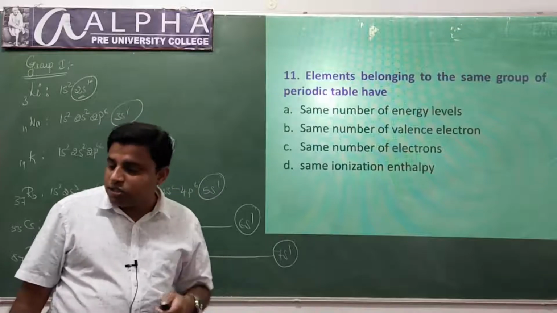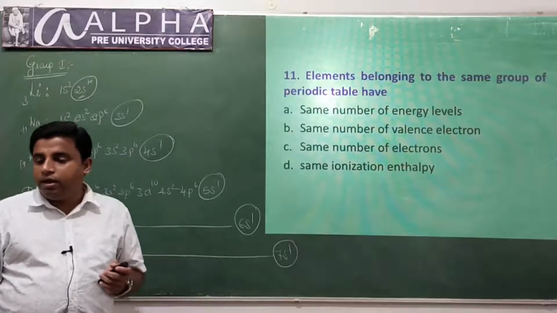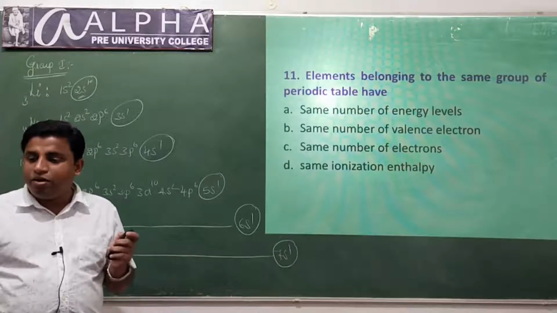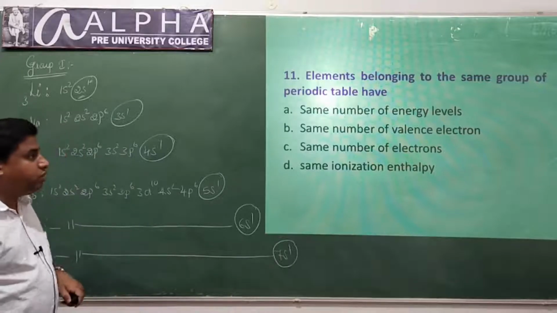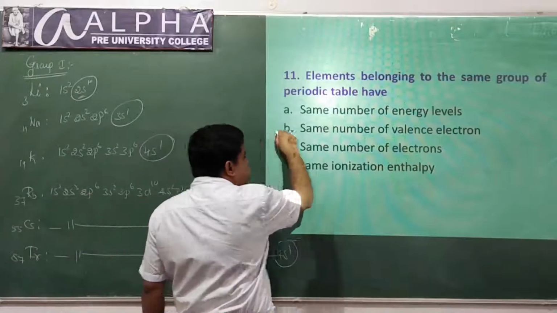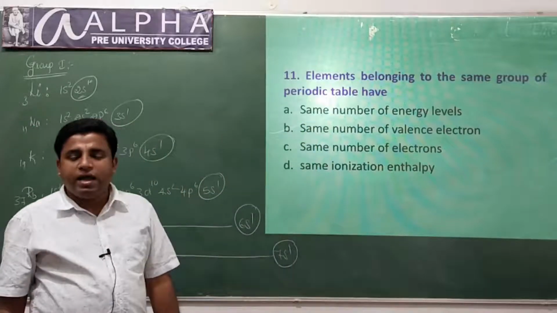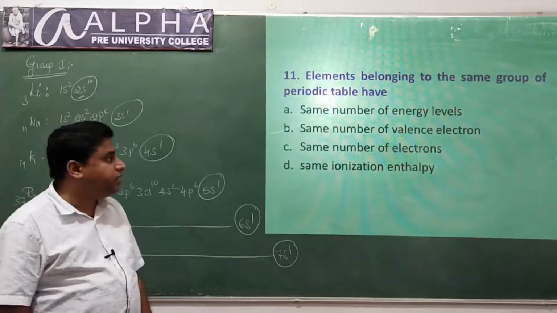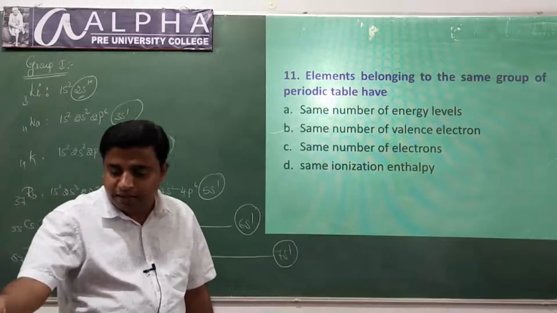Elements belonging to the same group of the periodic table have same number of energy levels? No. Same number of valence electrons? Yes. So that's correct. Option B, same number of valence electrons. Are we clear? Yes, it's option B, exactly.